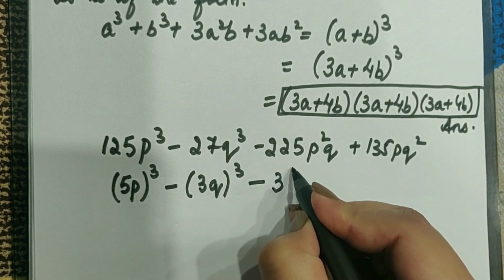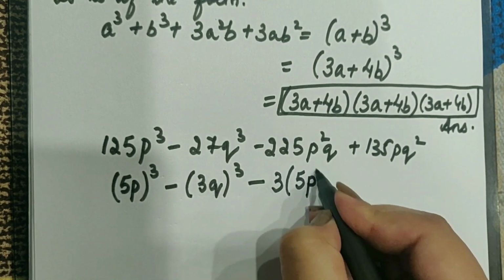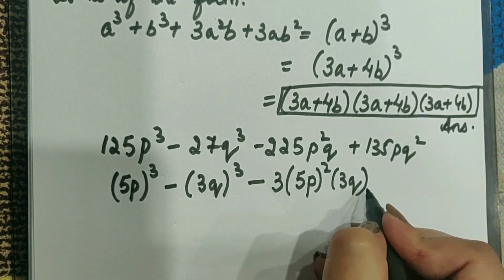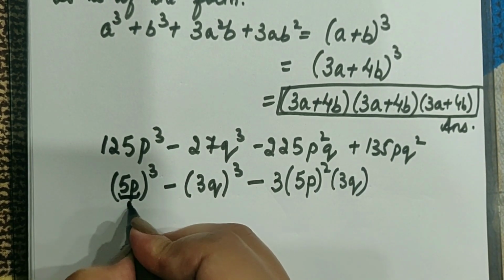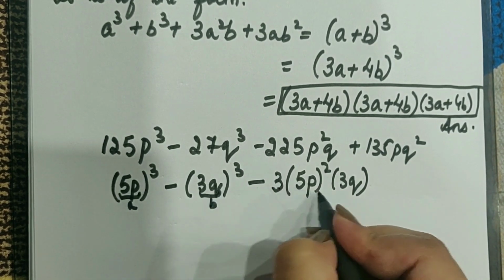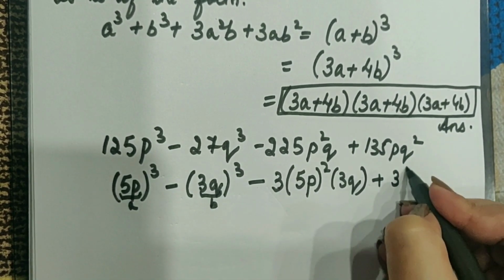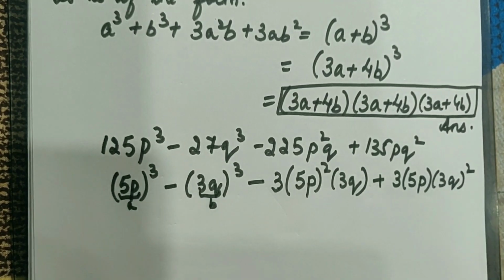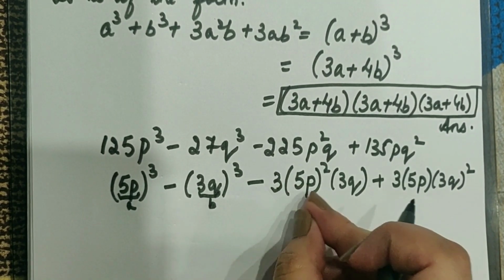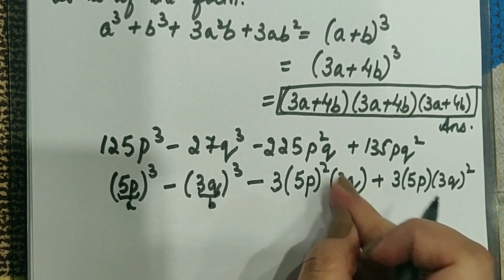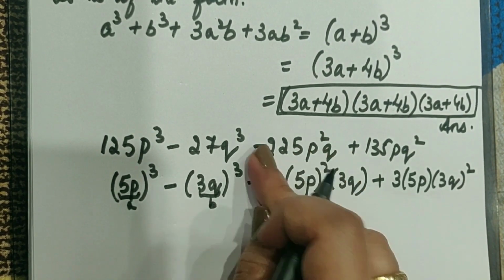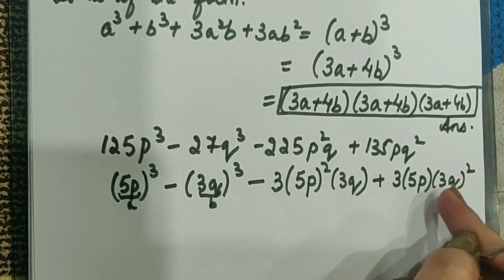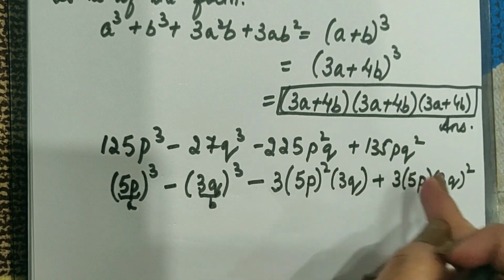So 3a^2b means 3 into (5p)^2 into 3q, because this thing is a and this is b. So 3a^2b plus 3ab^2. You can recheck. This 3 into (5p)^2 into 3q would be 225p^2q, and this 3 into 5p into (3q)^2 turns out to be 135pq^2.